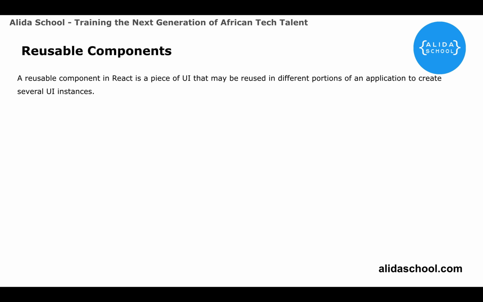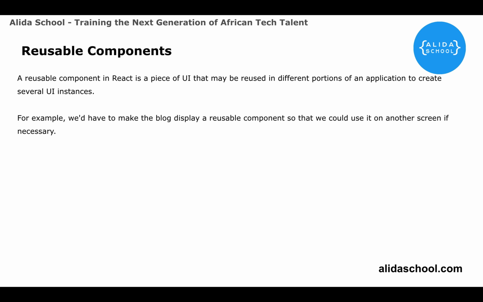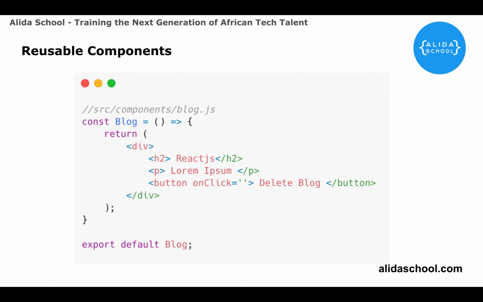It could be a button, it could be a form that you want to be using anywhere you have to collect data from users. It could be a particular design in your system. You want to reuse it each time instead of rebuilding a new one. For example, we'd have to make the blog display a reusable component so that we can use it on another screen if necessary.